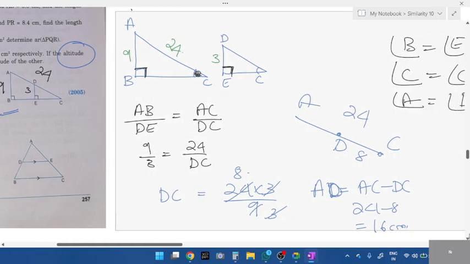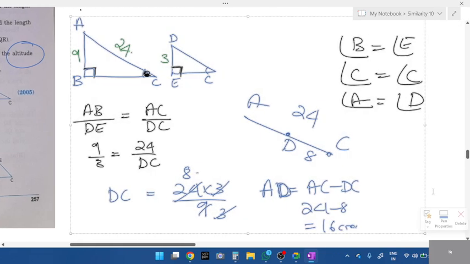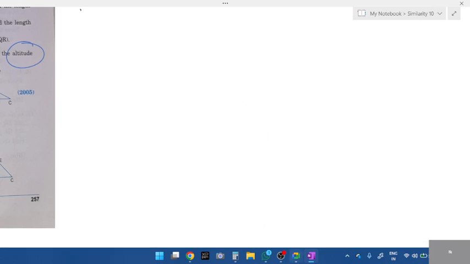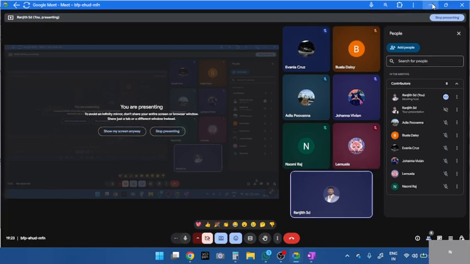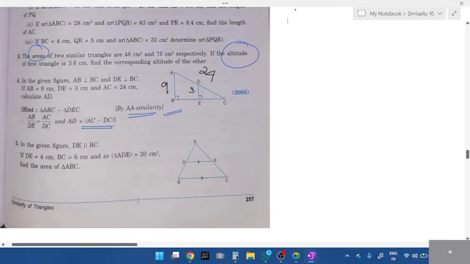Next question. Shall I erase this? Joanna done? Lemula, is Lemula online? Why are you not responding? Lemula, you still traveling? Told you, right?